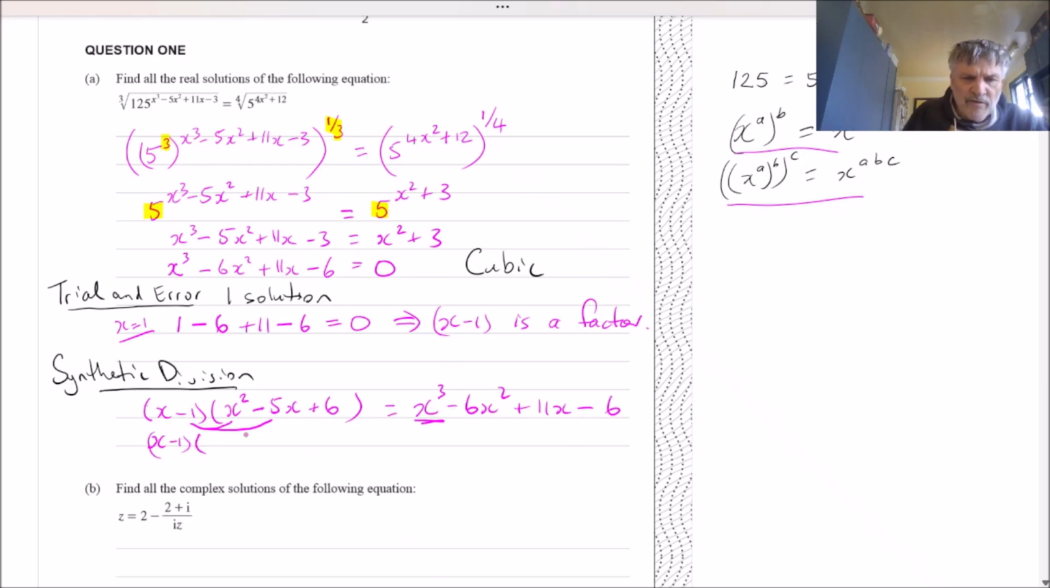x minus 1 is already factored. This is a straightforward quadratic to factor. We need two numbers that multiply to 6 and add to negative 5. Quite clearly those two numbers are negative 2 and negative 3.